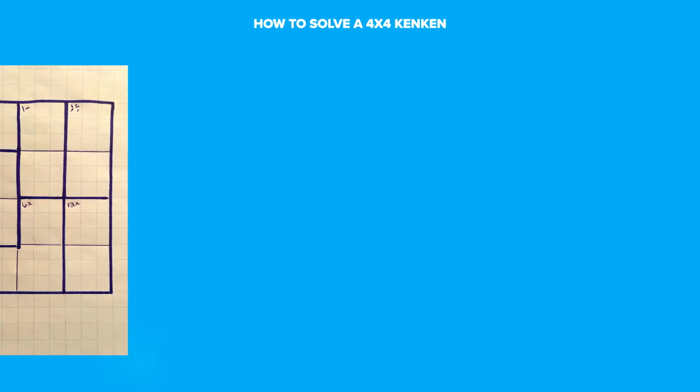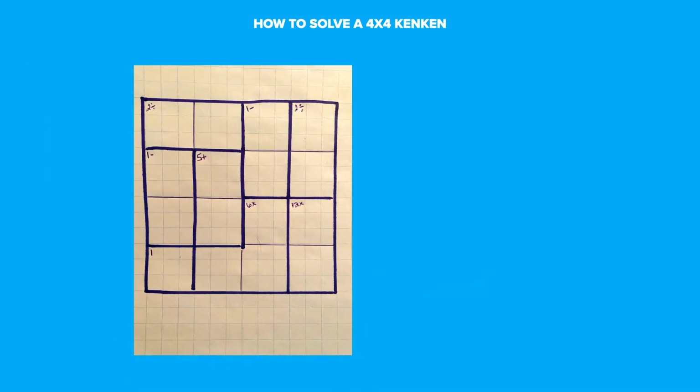Hi there, I'm going to show you how to solve a 4x4 Kenken, and if you like Sudoku puzzles, you're going to love Kenkens. So here I've drawn a 4x4, so you can see there's 4 squares vertically and horizontally. That's what makes it a 4x4.